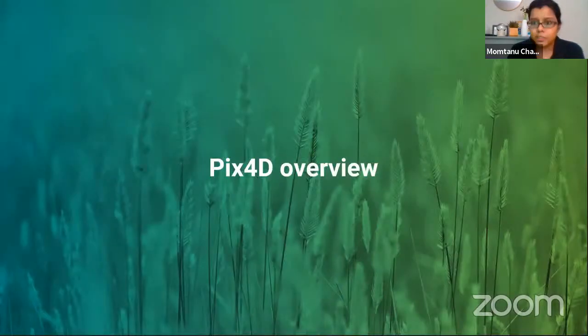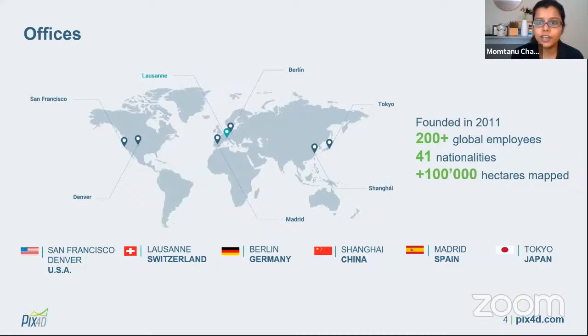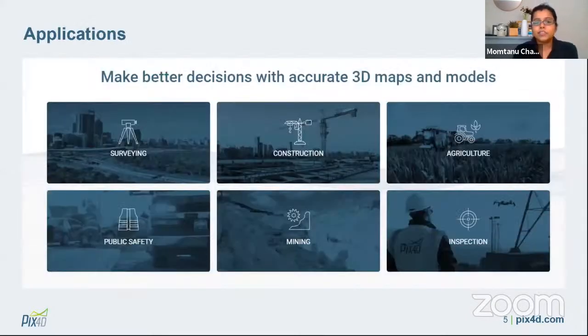So I'll give an overview of Pix4D. We produce drone mapping and photogrammetry software tools, and it was founded in 2011. We have more than 200 employees, and our HQ is in Switzerland, and we have offices all over the world. So Pix4D, as I said, we make photogrammetric tools for drone images so that you can create 3D maps from those 2D images or the whole stitched map, which is called the orthomosaic. And it's used in a various number of applications like surveying, construction, agriculture, which we are going to talk about today, public safety, mining, inspection, etc.